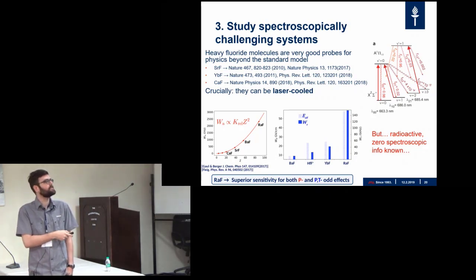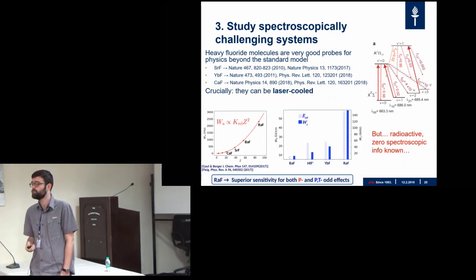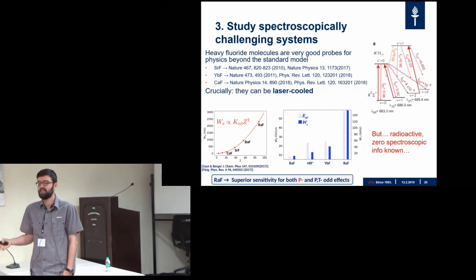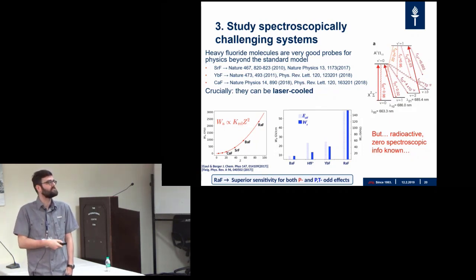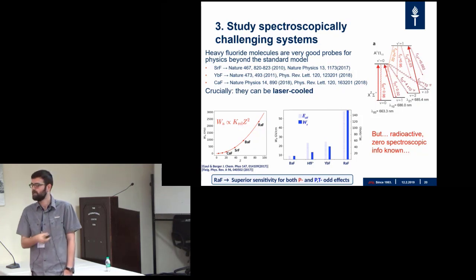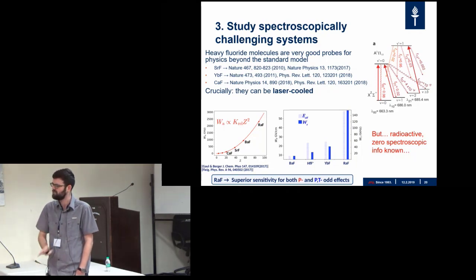In particular, we studied radium fluoride molecules. So the radium does not have stable isotopes. So this is a decaying molecule, which makes it interesting. There's a good reason to study fluoride molecules. And I'm taking the physicist shortcut here. I'm just showing you a whole bunch of Nature papers on fluoride molecules, and you'll have to believe me, they are very, very interesting.